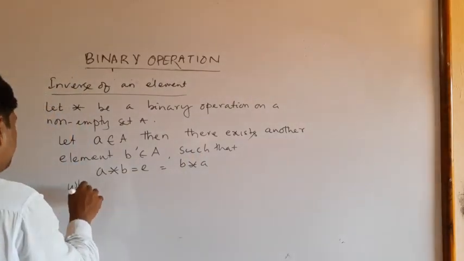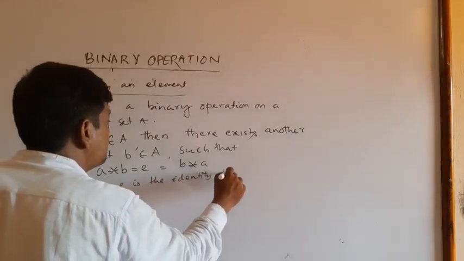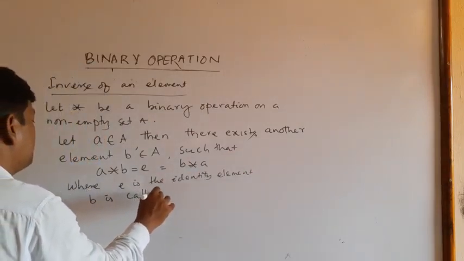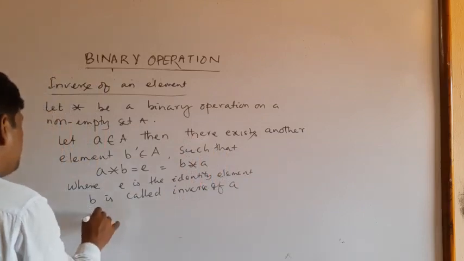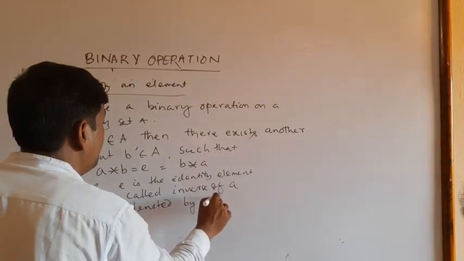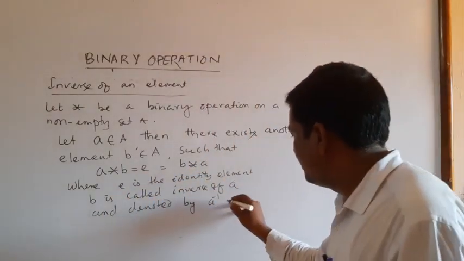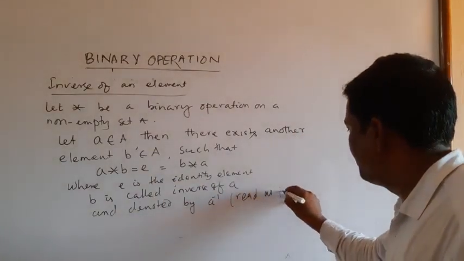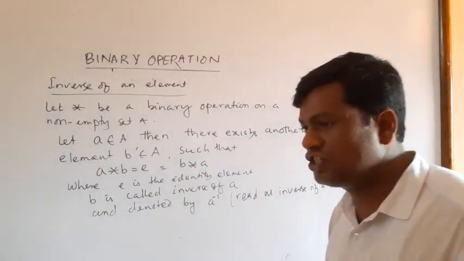where e is the identity element and b is called the inverse of a and denoted by a inverse, which is read as a inverse of a.